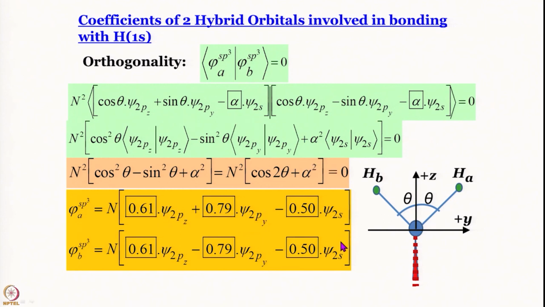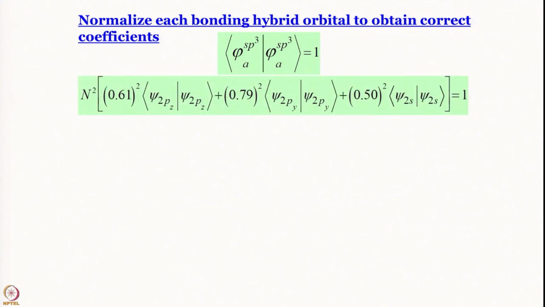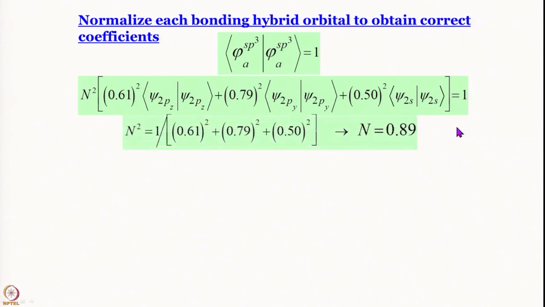What is left to be done? We have to find n. How will I do it? By using normalization. We are going to normalize the orbital, equate to 1. So, you get an equation like this. Once again, we do not have to bother about anything that involves a product of two different orbitals, and we know that these orbitals are normalized. So, these all become equal to 1, and finally you get n to be equal to 0.89.